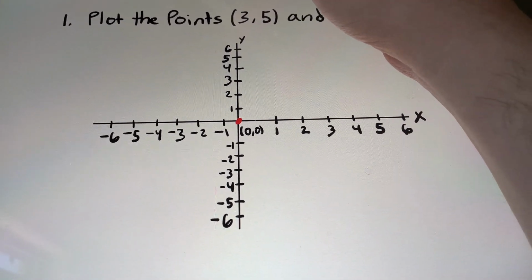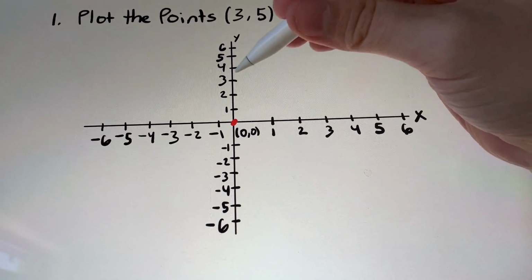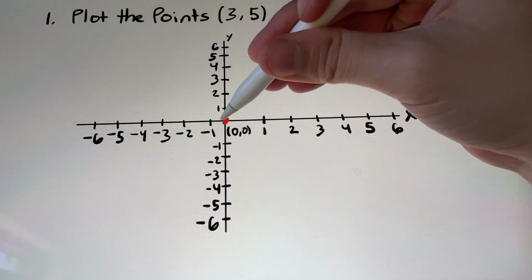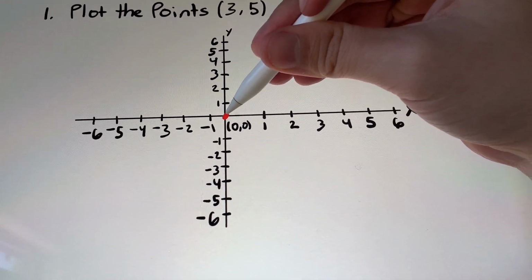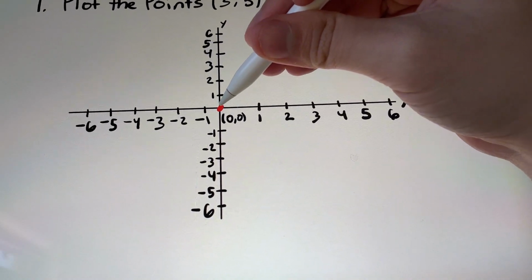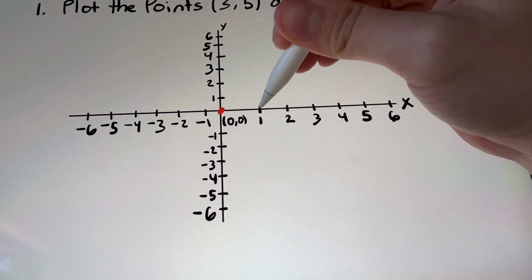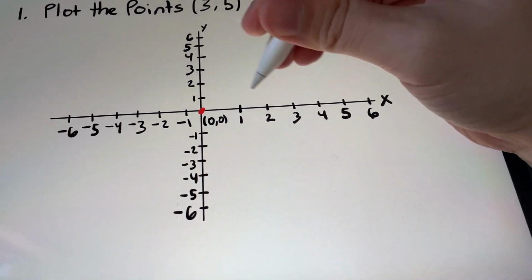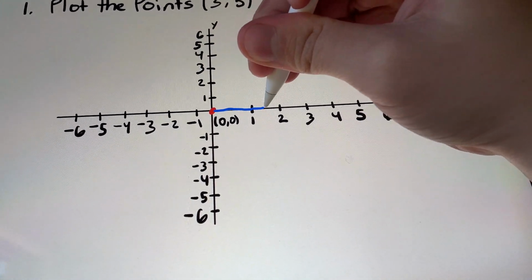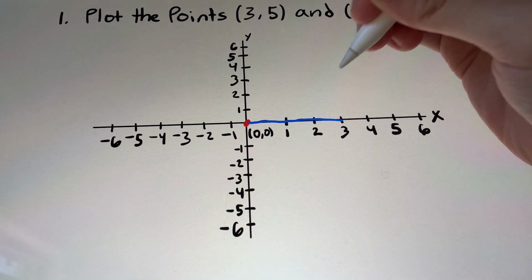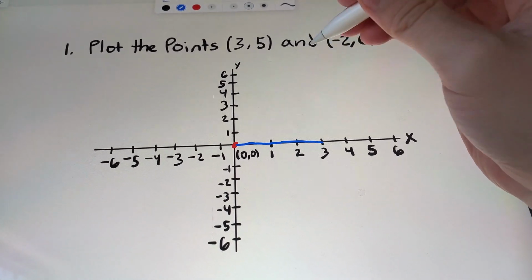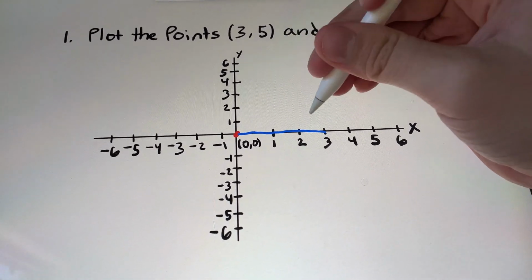I'm just going to use a different color. I'll use blue. So I'll start at the origin, and then I'm going to move to the right 3 units because it's positive. So 1, 2, 3. Actually, I'll just draw it. There you go. And then I'm going to move up 5 units because 5 is positive.